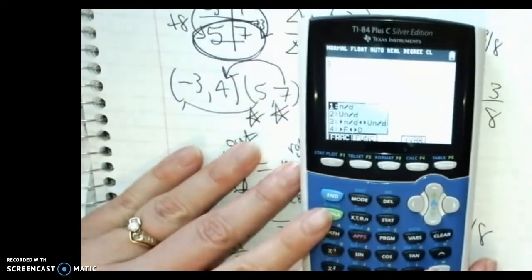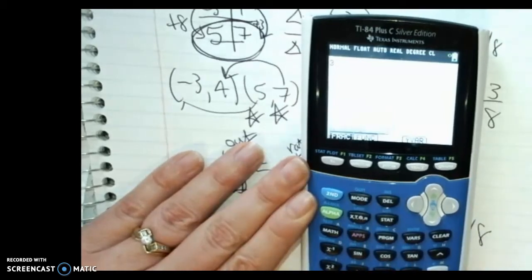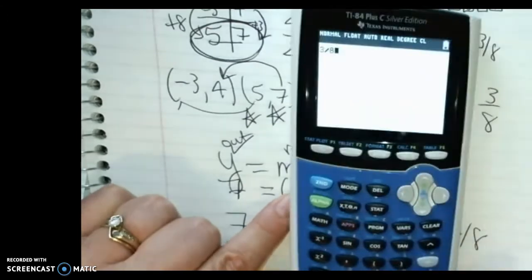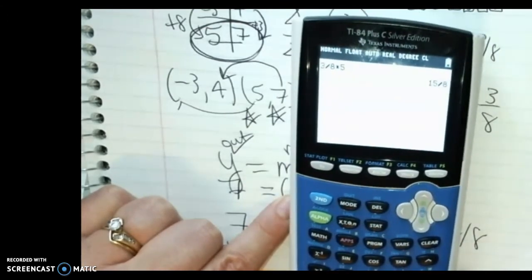Sometimes it shows up a little better. Maybe, maybe not. So then I'm going to do 3, hit enter, and then 8, and that makes it a fraction. And then I'm going to do times 5. So then it's in fraction form, so it gives me an answer in fraction form.